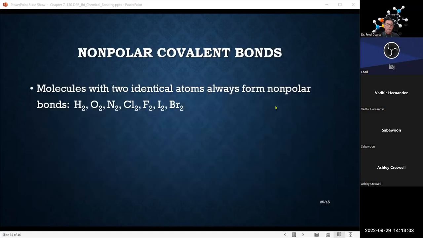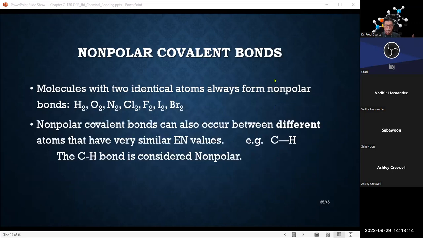All right. So nonpolar covalent bonds, all of the 7 diatomic elements are nonpolar. Why? Because the 2 species are the same atoms. Okay, they're both the same. The other exception is the carbon hydrogen. That's also nonpolar. Why? Because the electronegativity difference between carbon and hydrogen is minimal. They're treated as the same electronegativity value. Therefore, it is a nonpolar bond.